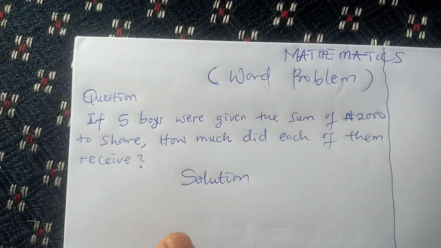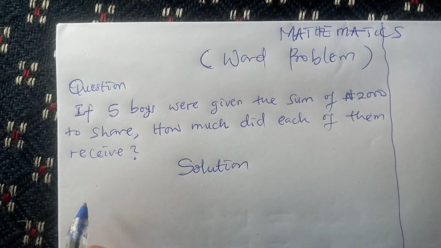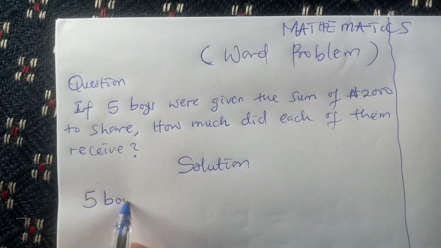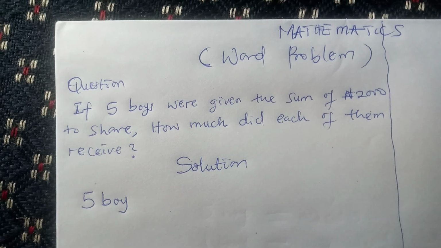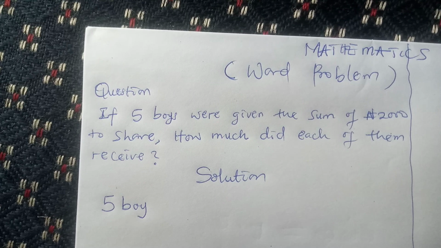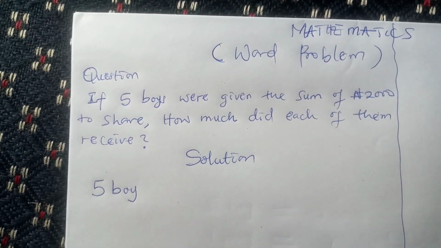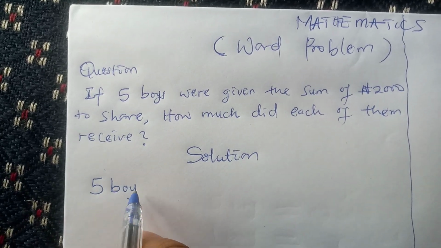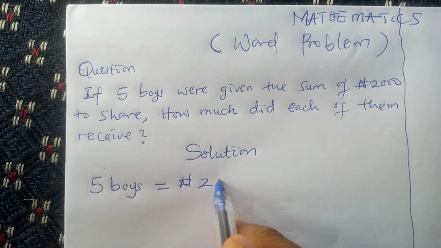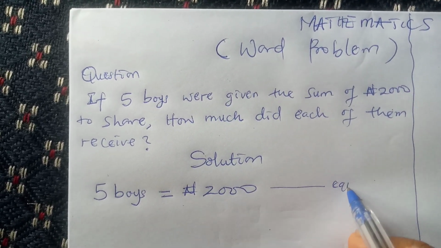Let's interpret the first statement. 5 boys were given the sum of 2,000 naira. So the first thing we do is we say 5 boys. We want to represent that statement mathematically. Remember, that's what a word problem seeks to produce in a student, to represent a given statement mathematically. 5 boys equal to 2,000 naira. We'll call this equation 1.